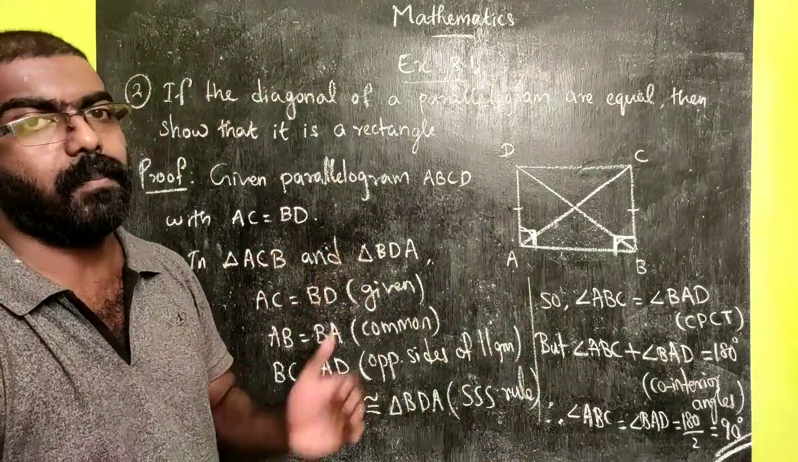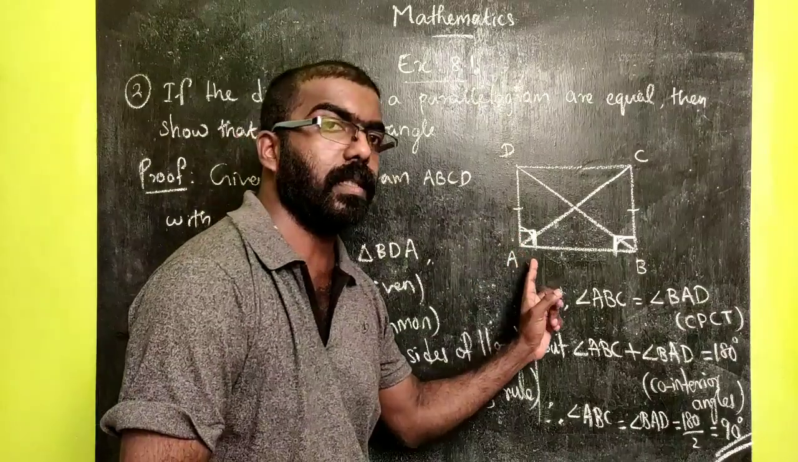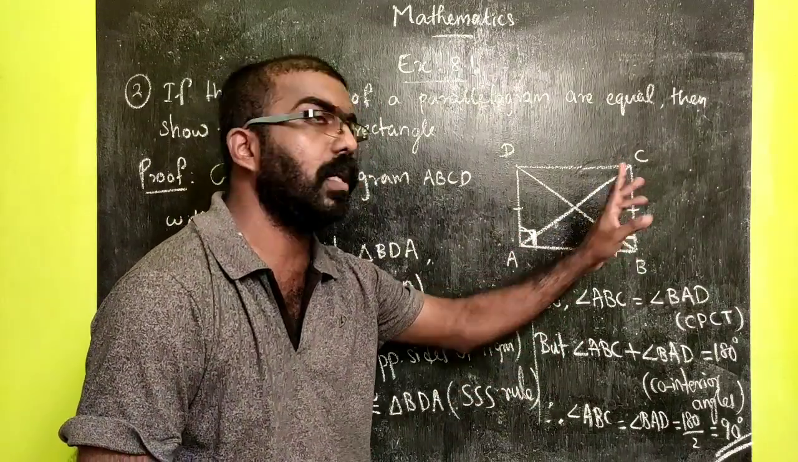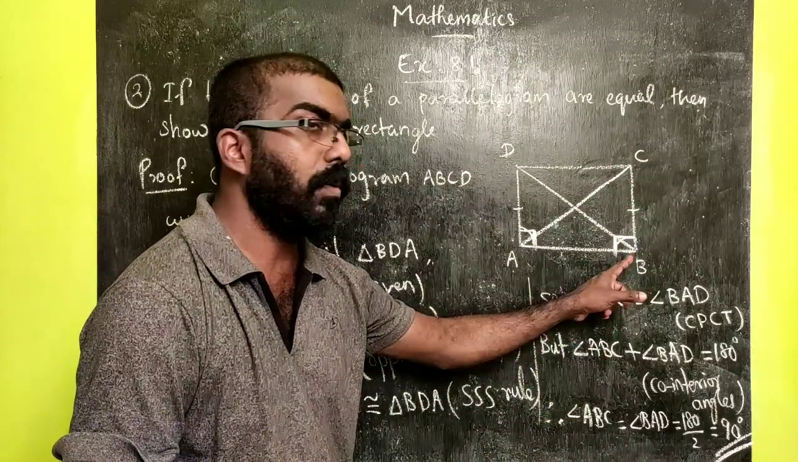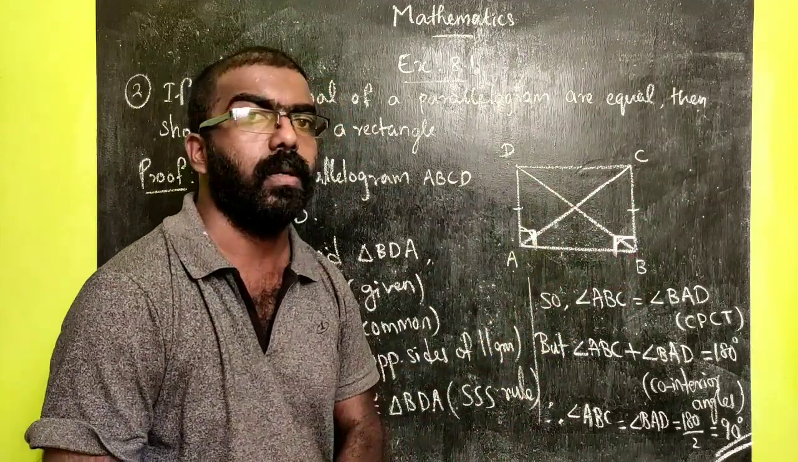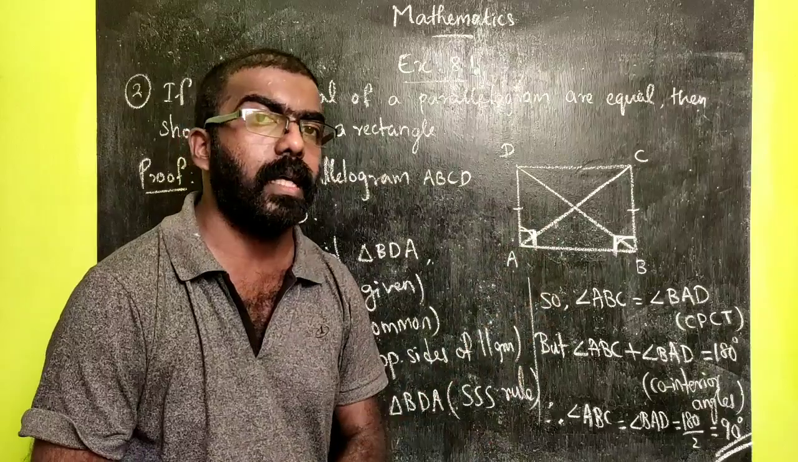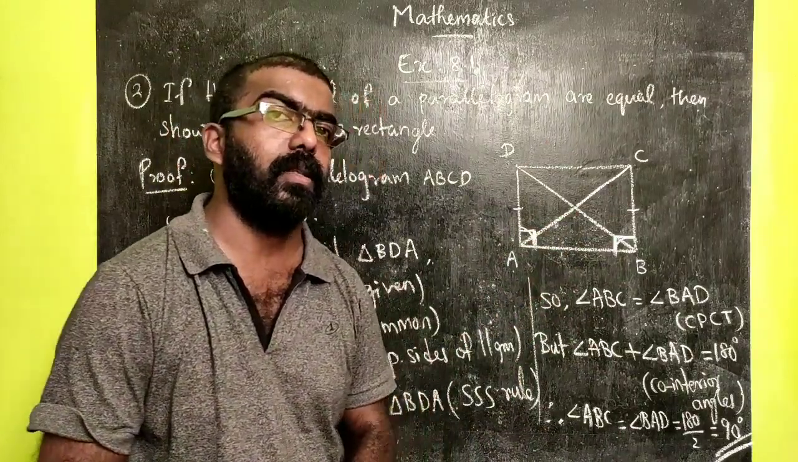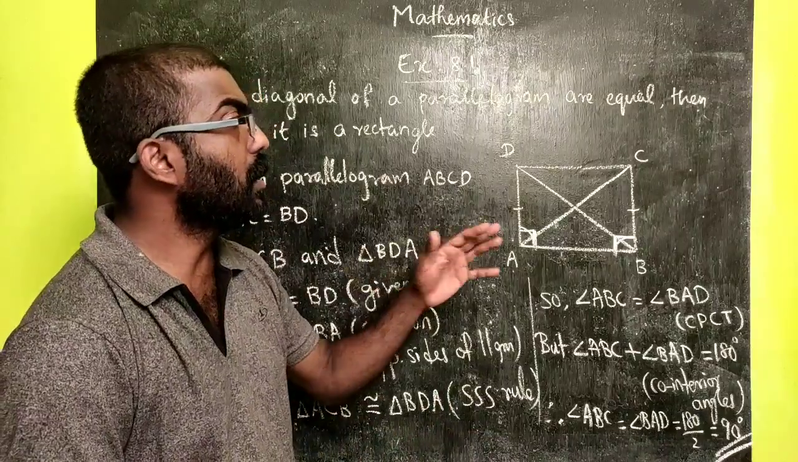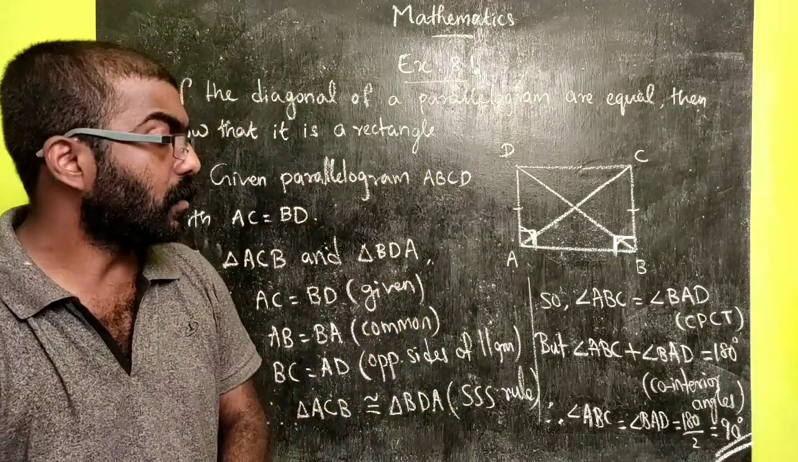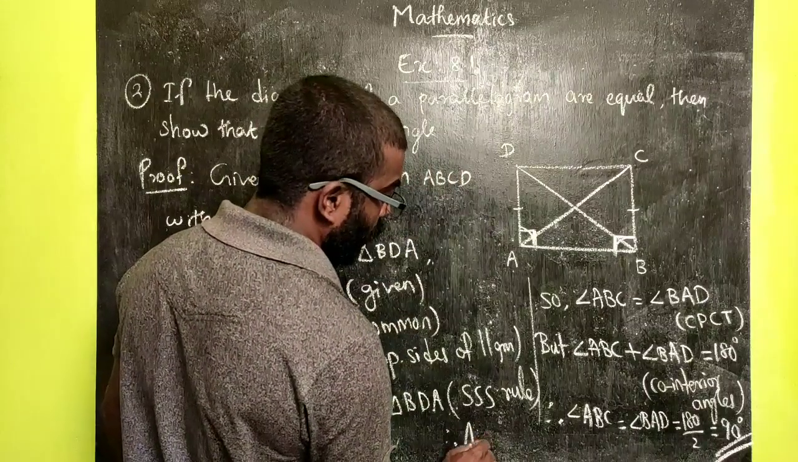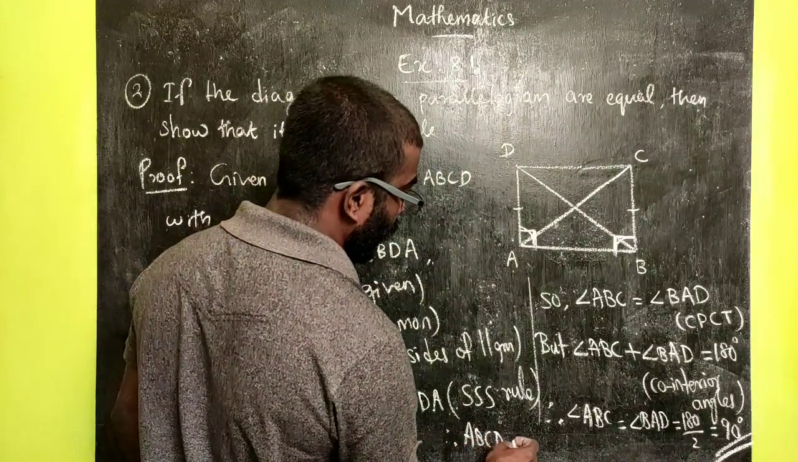Since it is a parallelogram, opposite angles are equal. Here we got angle A as 90. So opposite angle, angle C is also 90. Angle B is 90, so angle D is also 90. So all angles are 90 degree and opposite sides are equal and parallel. So what we can conclude? ABCD is a rectangle. So finally we can write, therefore ABCD is a rectangle.